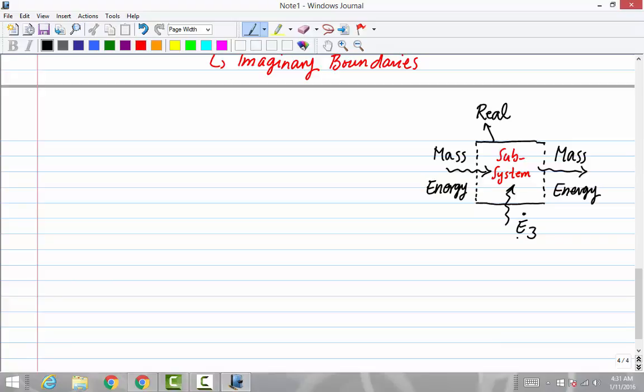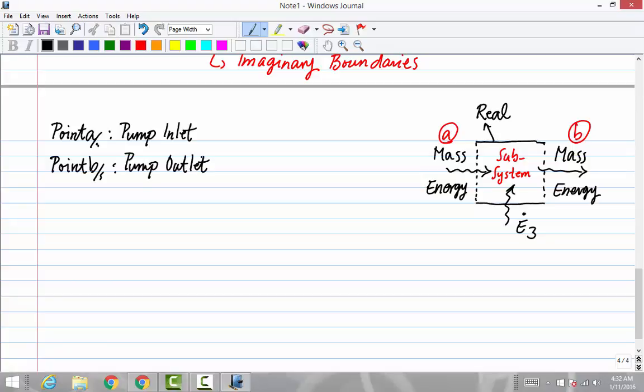Let me write the other parameters here. I'll call point A and point B the inlet and outlet. So point A is the pump inlet, and point B likewise would be the pump outlet, right? So in parameters, I would have m dot A coming in and m dot B going out, and similarly E dot A and E dot B. E dot A is the mechanical energy coming in, carried by the mass, and E dot B is the mechanical energy leaving the subsystem, carried by the mass again.